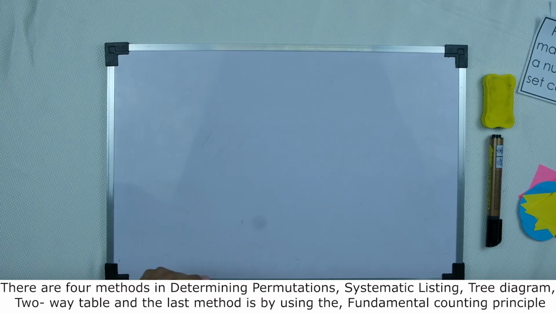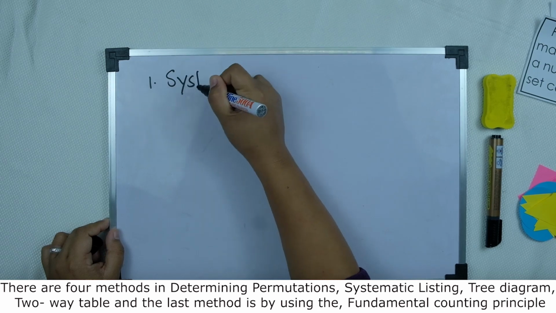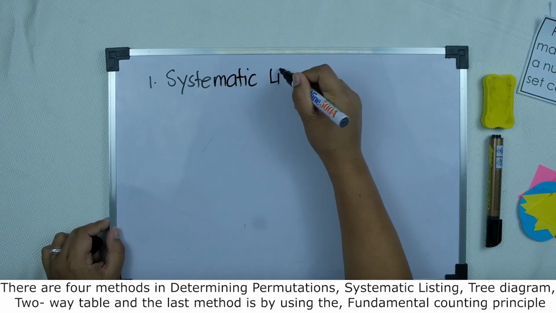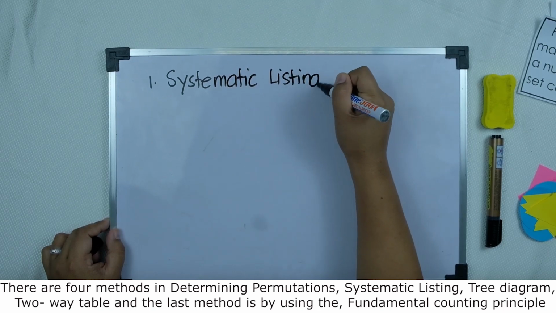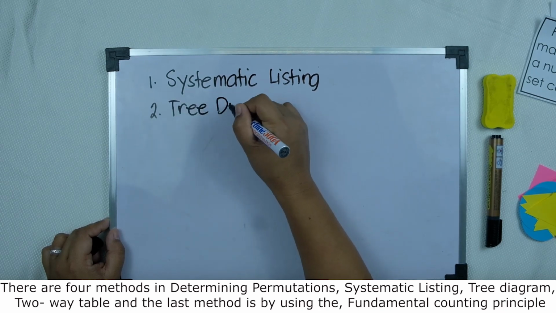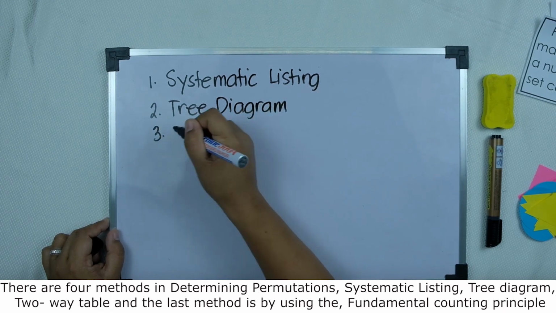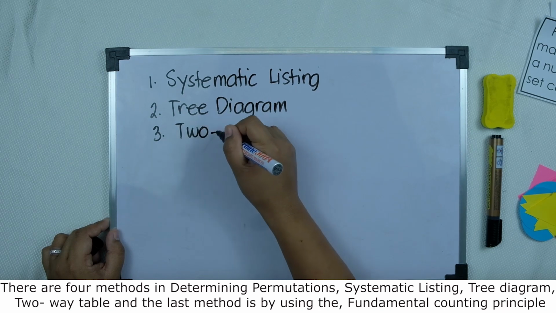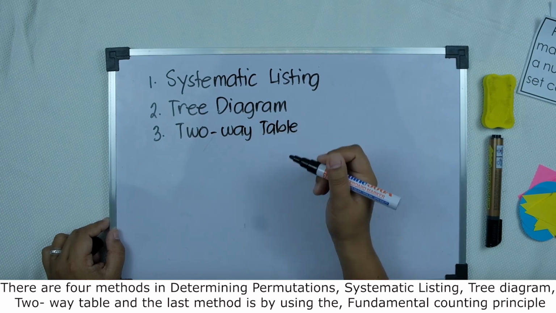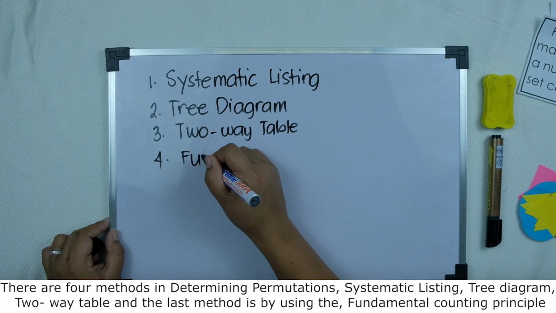First, we have the systematic listing. The second is the tree diagram. The third, the two-way table. And the last method is by using the fundamental counting principle.